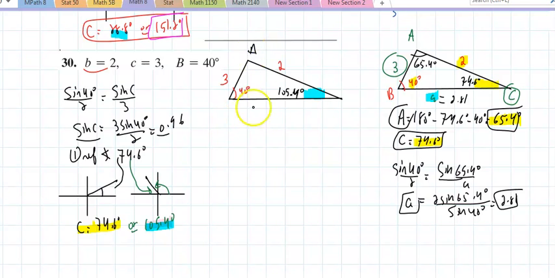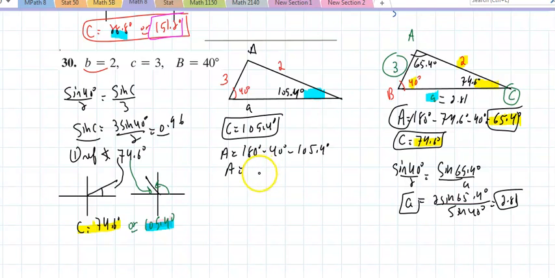Well, if this is angle A and this is side A, now I'm saying that C is 105.4 degrees. If I take angle A, that's 180 degrees minus 40 degrees minus 105.4 degrees, and I can get A in this case to be 34.6 degrees. So here I'm getting this to be 34.6 degrees.